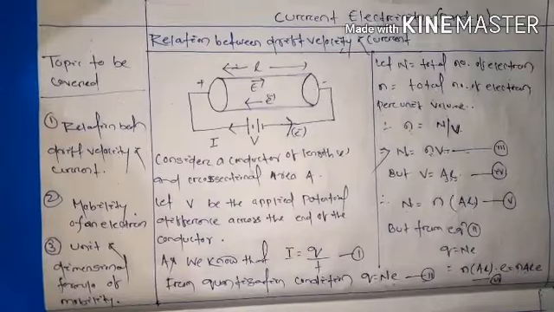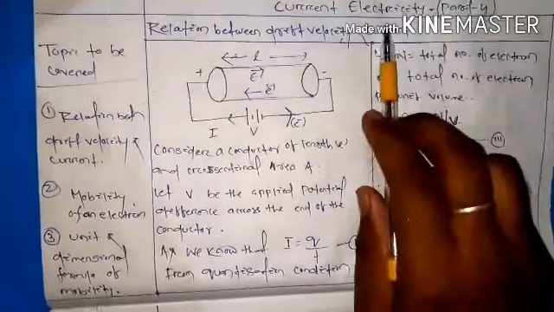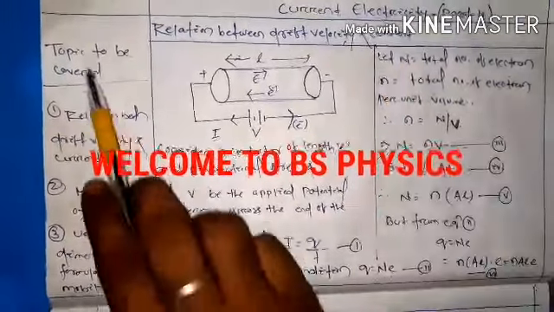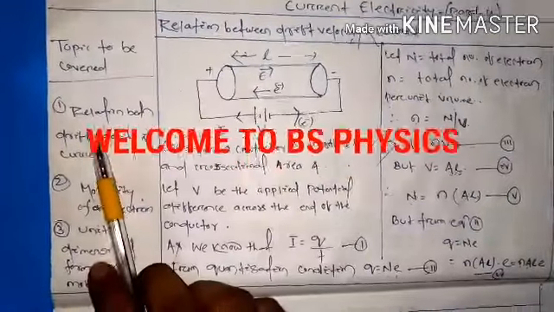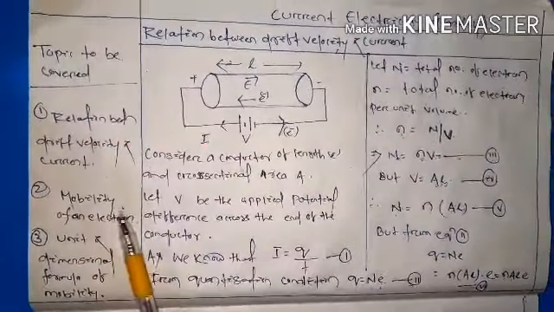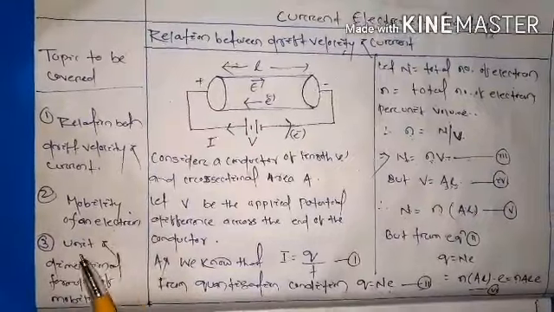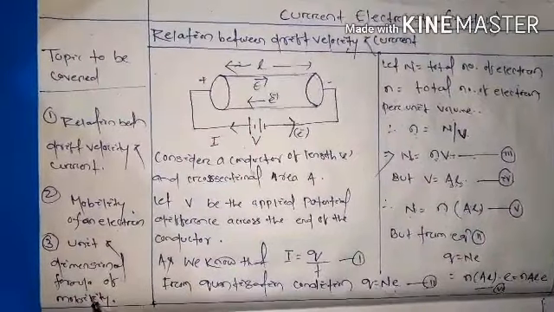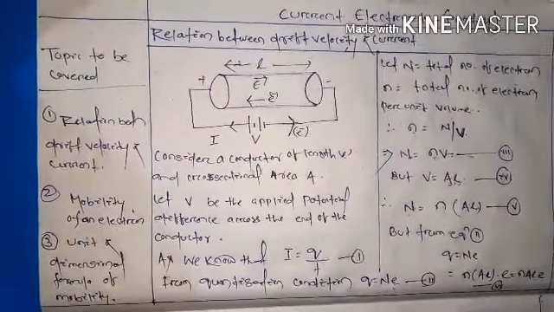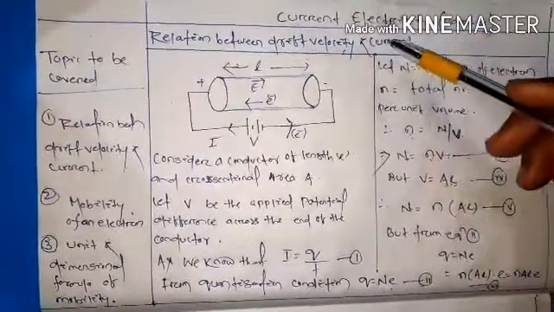Now I am going to discuss current electricity part 4. The topics to be covered are the relation between drift velocity and current, mobility of an electron, and the unit and dimensional formula of mobility. So let us discuss the relation between drift velocity and current.